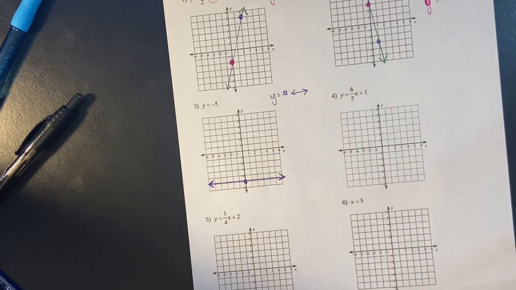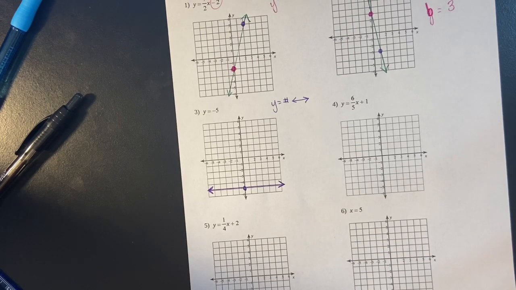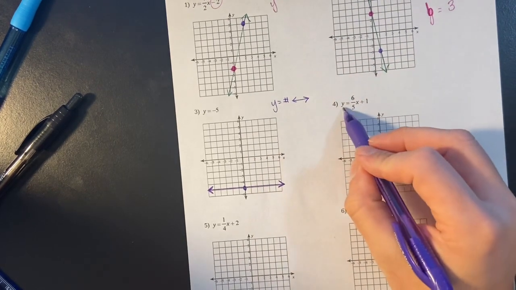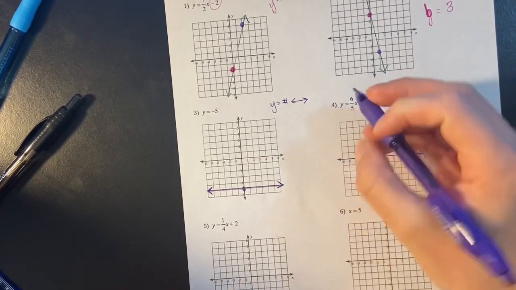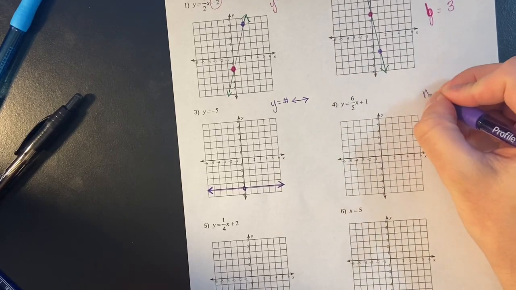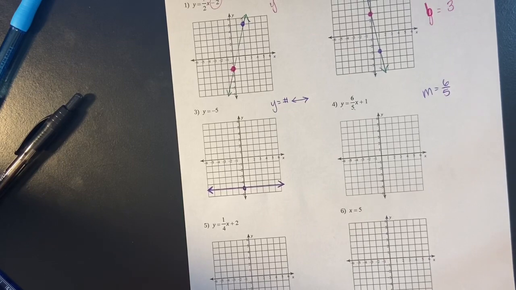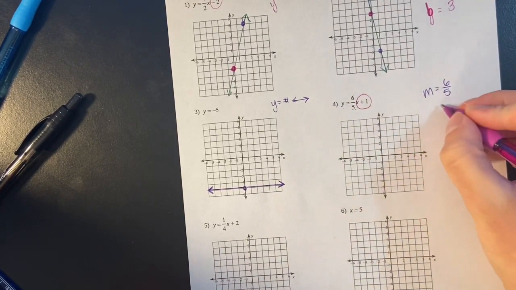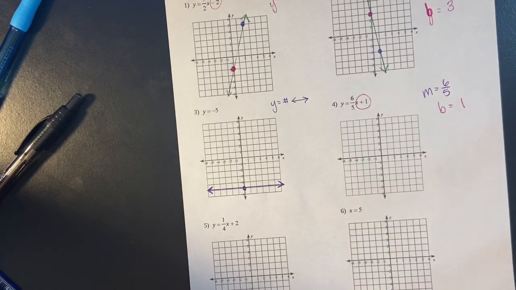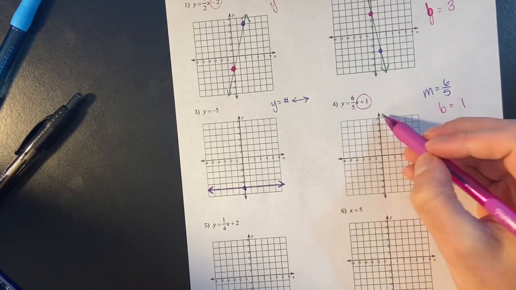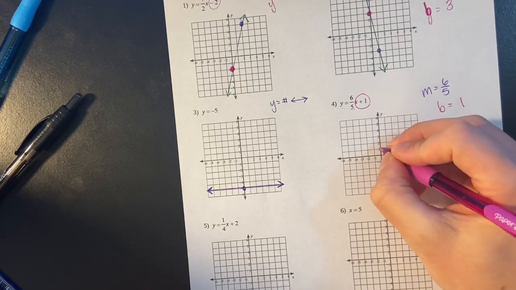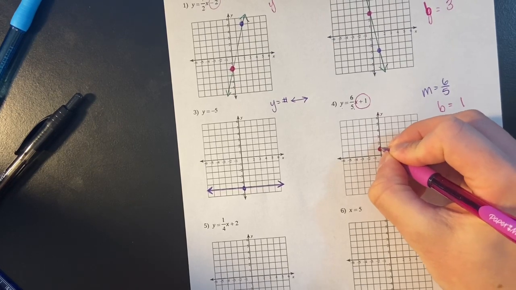This guy. Is y all by itself? Yes. The number in front of x is my slope, so my slope is +6/5. The number floating around all by itself is my y-intercept, which is 1. Go to the y-axis and put a dot on that 1.